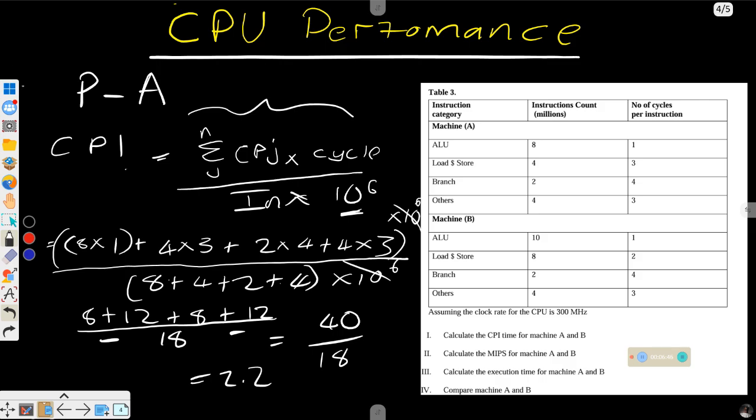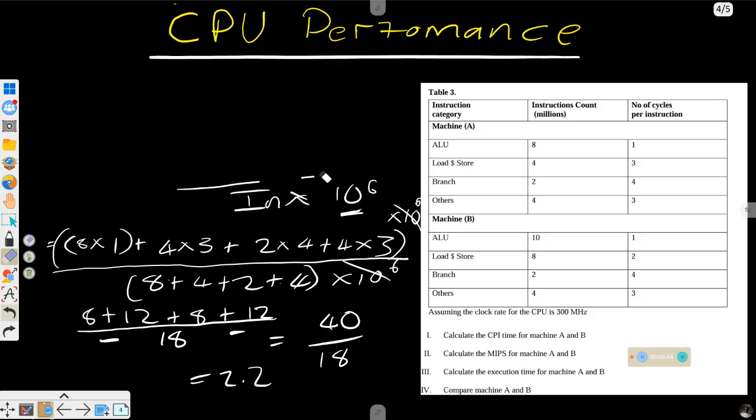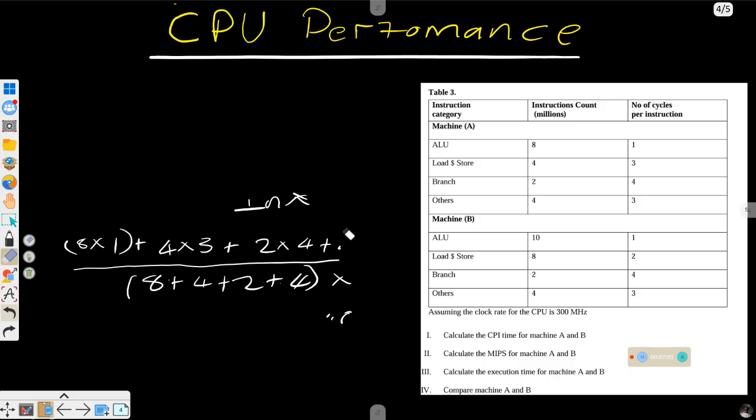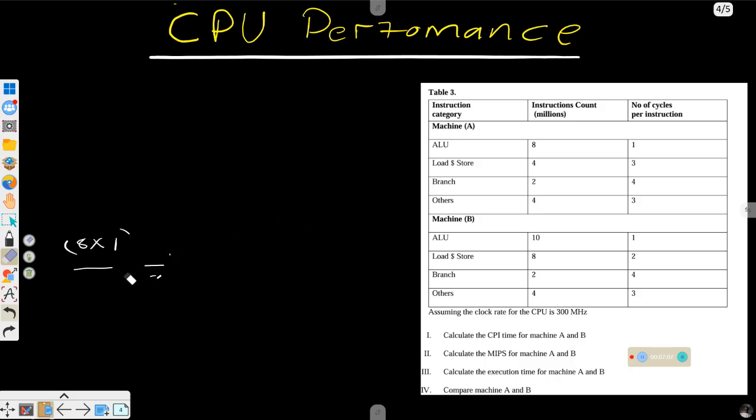Now let's record it down. Let me just erase all this. We are done with the CPI of program A, which is 2.2.